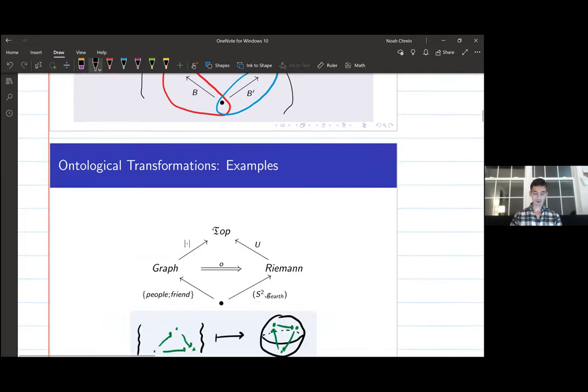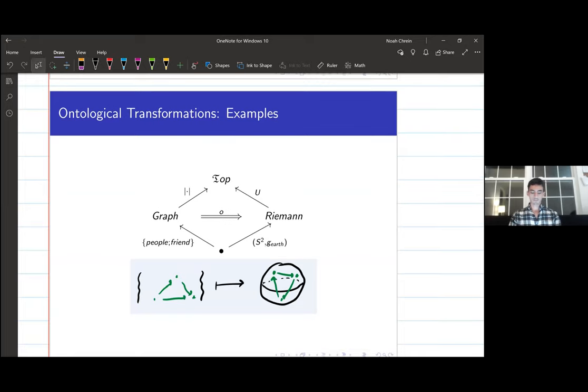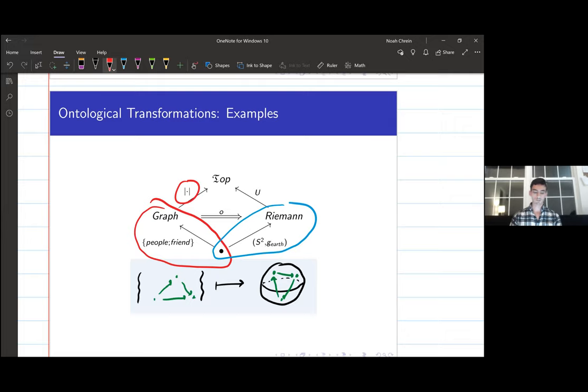Okay. All right. So here are some examples. In this example, the ontology on the left is of type graph. It's a graph that includes some people and some friendship relations between those people. And the ontology on the right is a Riemannian manifold. It's the two-sphere, with the metric of the Earth. This ontological transformation first realizes the graph as a topological space, its geometric realization, and then it forgets the manifold structure of a Riemannian manifold, and it maps one to the other. And this is like saying, here are where my friends live on the Earth, okay?